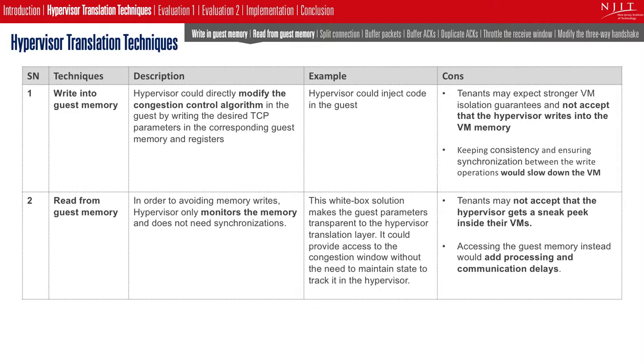Second technique, reading from the guest memory. In order to avoid memory writes, the hypervisor only monitors the memory and does not need synchronization. Similarly, tenants may not accept that the hypervisor gets a sneak peek inside their virtual machines, and accessing the guest memory would add processing and communication delays.